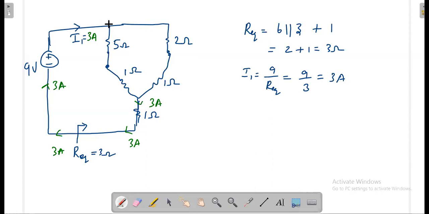Now you are having 3 ampere current, and you are having 2 parallel branches. Now you can apply the current division rule. What is that rule? Current division rule. Say, for example, if you want to measure the current across this branch, then the opposite resistance, 3, divided by the total resistance.